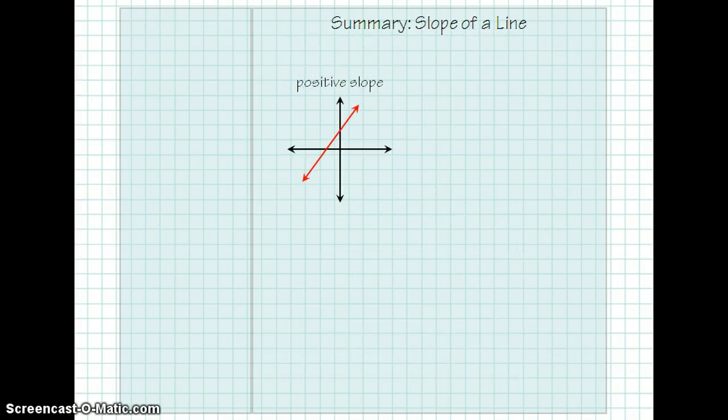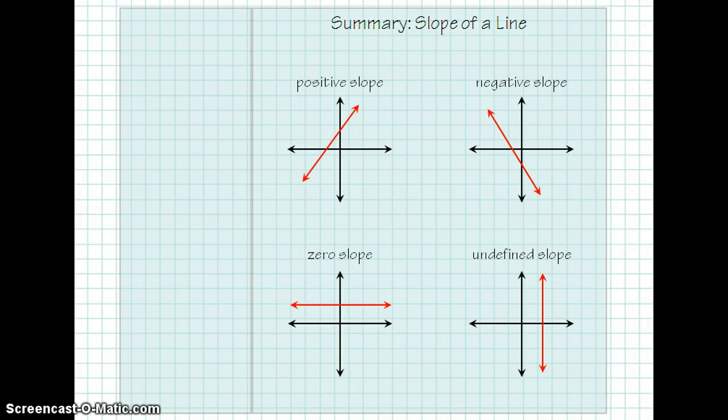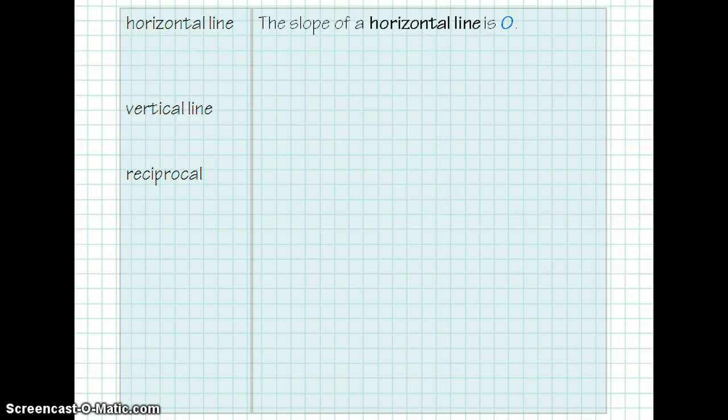So, as a reminder, positive slope, negative slope, zero slope, and undefined slope. It's kind of the general way the shape works. Now the slope of a horizontal line is 0, vertical line is undefined, and then another word that might be new to y'all is the word reciprocal.